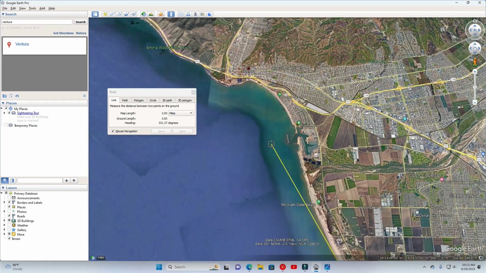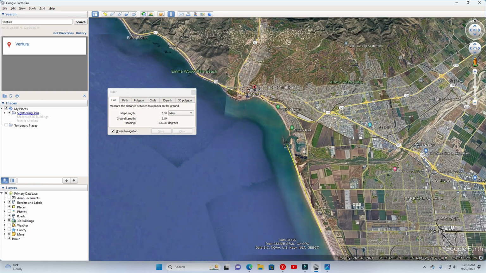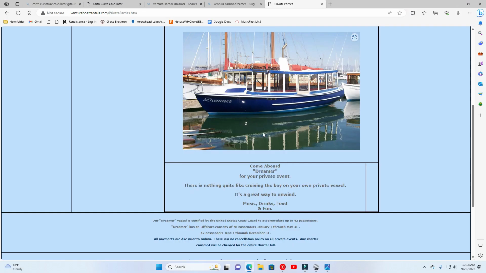Okay, look at this. Here's your perspective. Here's the break wall of Ventura Harbor, 3.78 miles, and then this is the full extent of 7 miles all the way across. Now I'm going to show you that boat, that blue boat that was in the perspective is right here. It's called the Dreamer.